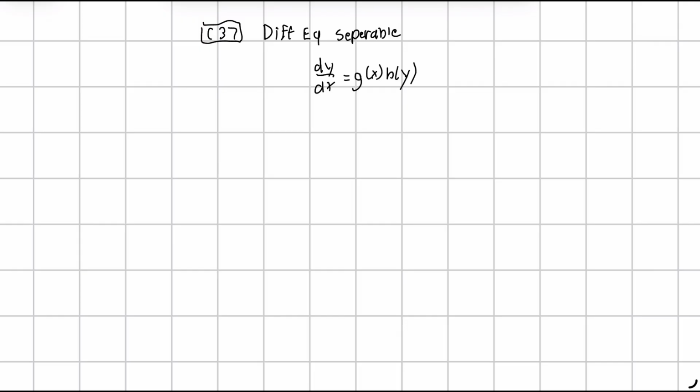Basically we can separate this, which just means dividing both sides by h of y, and then multiplying both sides by dx. That cancels, and this cancels out. So then all we have here is 1 over h of y times dy, and this is going to be equal to g of x times dx. Literally just a little bit of algebra.